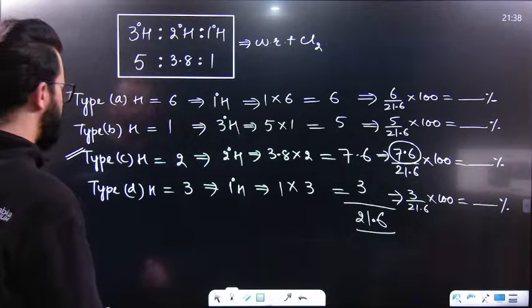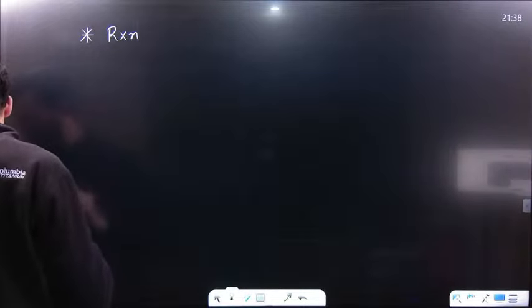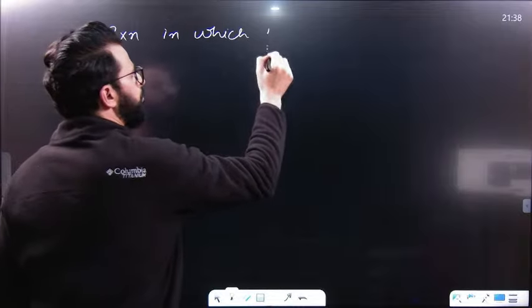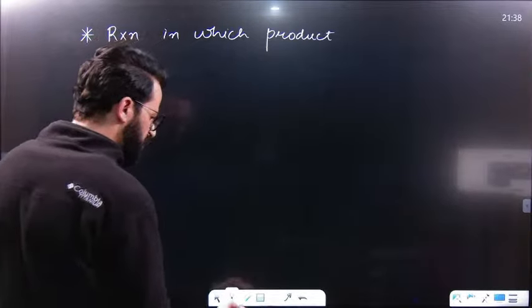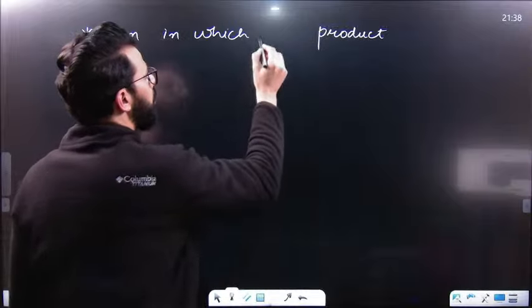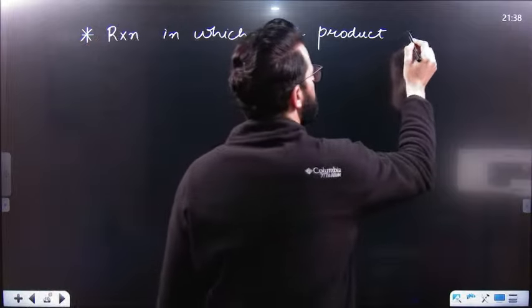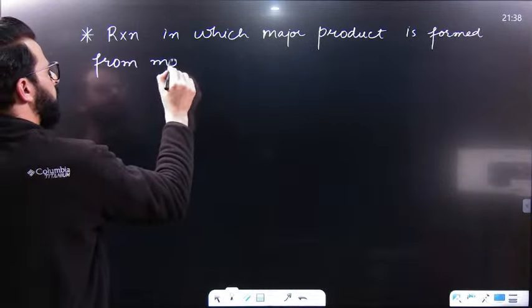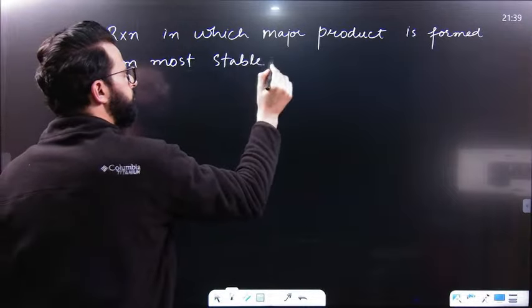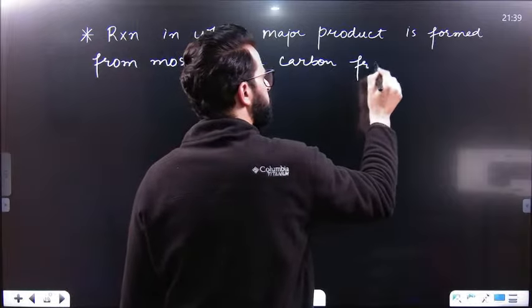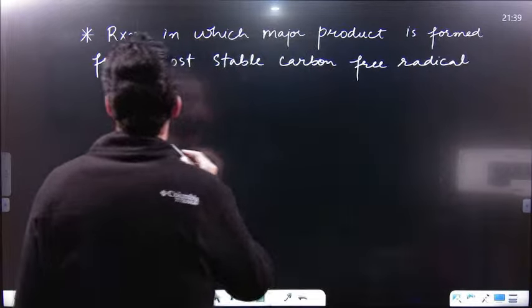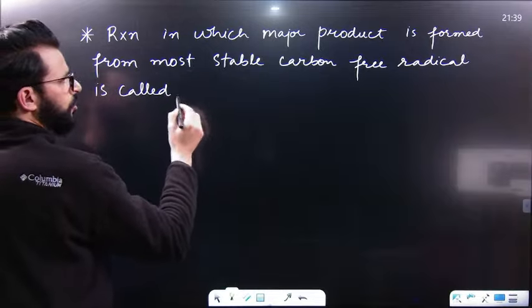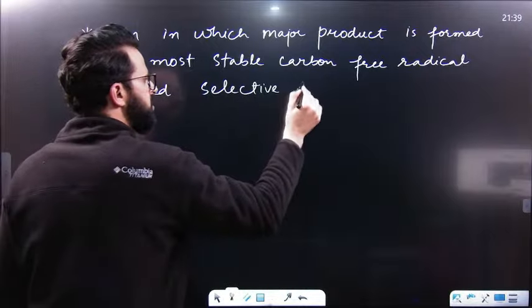So remember forever, a reaction in which the major product is formed from the most stable carbon free radical is called a selective reaction.